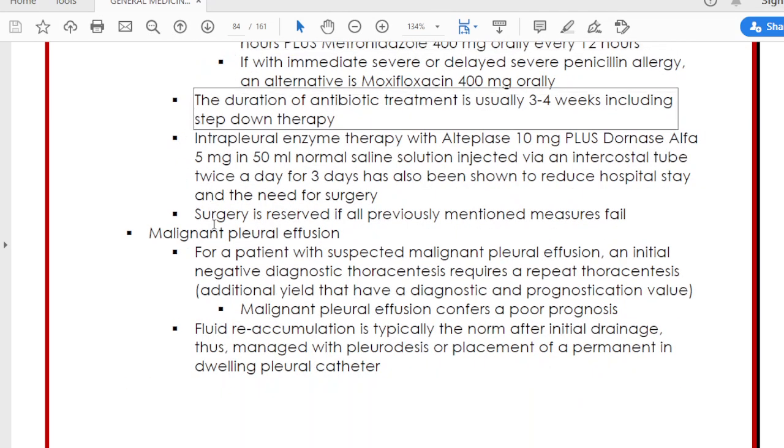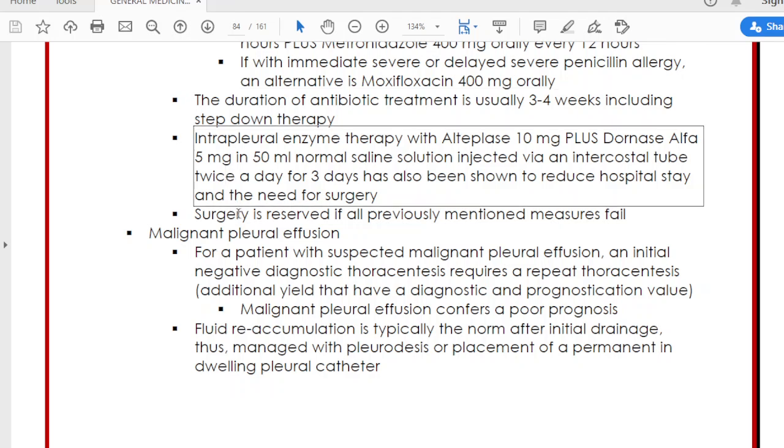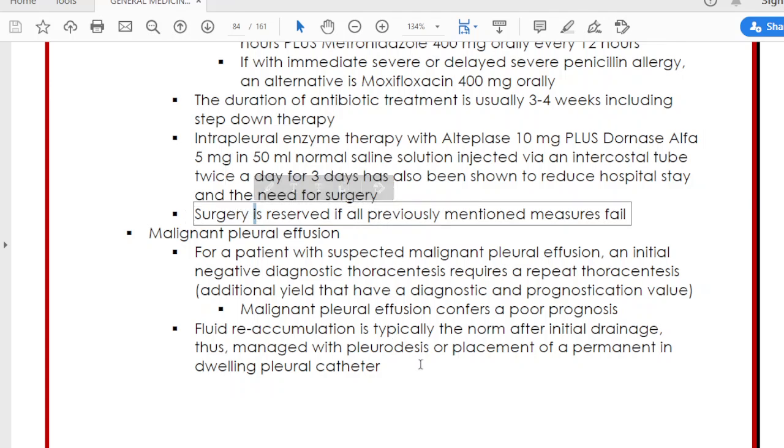The duration of antibiotic treatment is usually 3 to 4 weeks including step-down therapy. Intrapleural enzyme therapy with alteplase 10 mg plus dornase alpha 5 mg in 50 ml normal saline solution injected via an intercostal tube twice a day for 3 days has also been shown to reduce hospital stay and the need for surgery. Surgery is reserved if all previously mentioned measures fail.